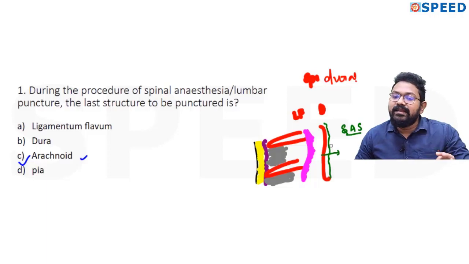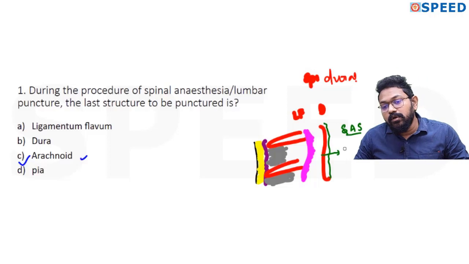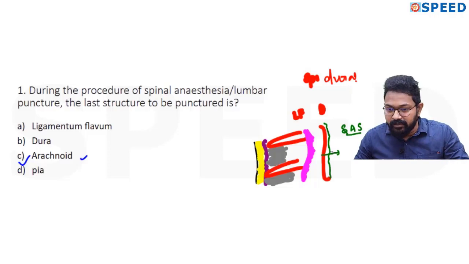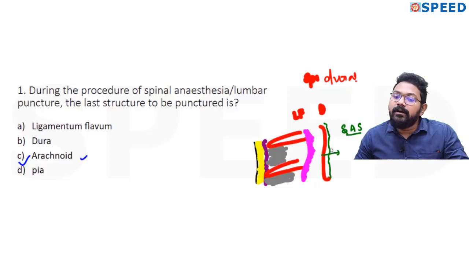So when you are doing spinal anesthesia, eventually what are you going to do? You are going to make the needle pass through all these structures, reach the subarachnoid space and inject the drug into the subarachnoid space. If you are going to do lumbar puncture, all you need to do is reach this particular space and draw CSF from it. So more or less they are both the same procedure, except in the final step where in spinal anesthesia you are depositing the drug, right?